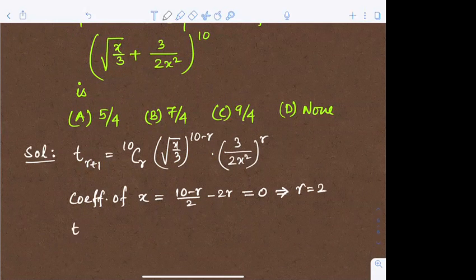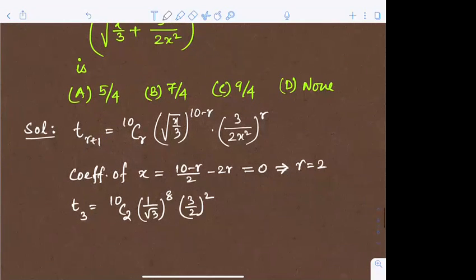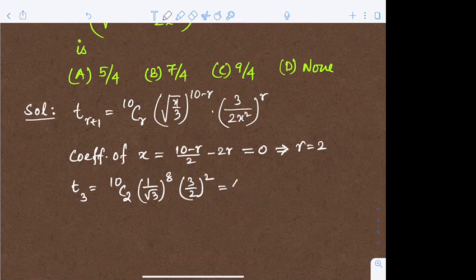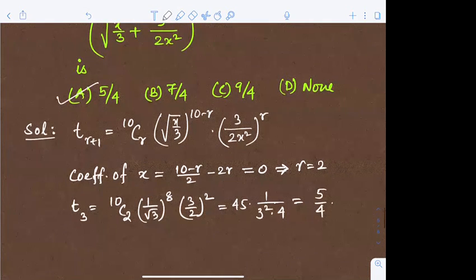So t3 is equal to 10c2. X will not be there, just numbers will be there. 1 by root 3 whole to the power 10 minus 2, that's 8, and 3 by 2 whole to the power 2. Yes. So what is 10c2? 45. 10c2 is 45. Okay. 1 by root 3 whole power 8, that means 1 by 3 whole power 4. So 1 by 3 square into 4 will remain, I think. So that's like 5 by 4. That is our answer. So option A is correct. This one was easy. Let's take another one.